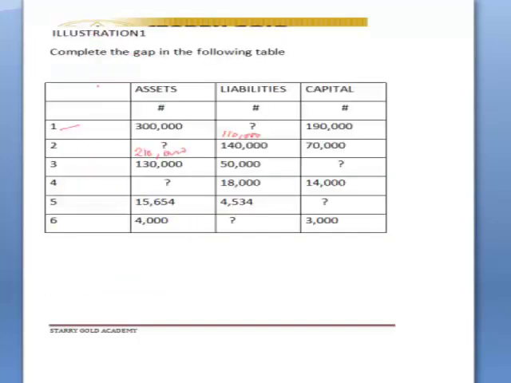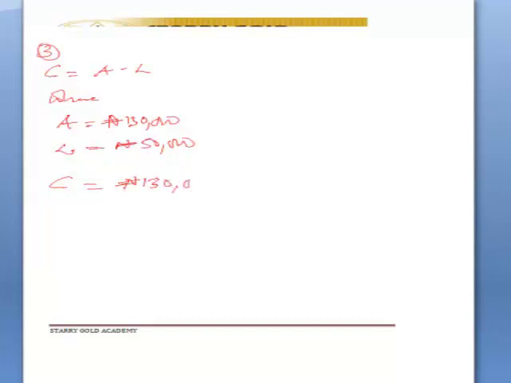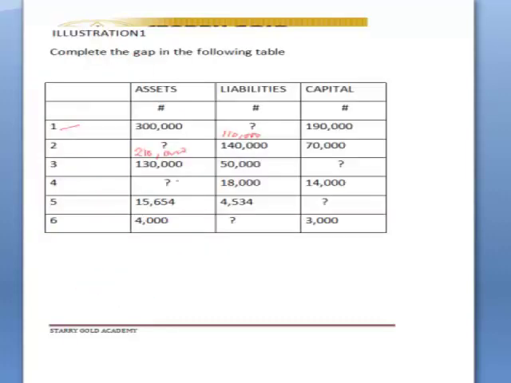Then 3. Solution to question 3. What are we looking for in 3? We are looking for capital. We have A to be 130 and L to be 50. So capital will become asset minus liability, where A is 130 and L is 50. So C will now be equal to 130 minus 50, and C therefore will be what? 80,000. So question 3, C is 80,000.